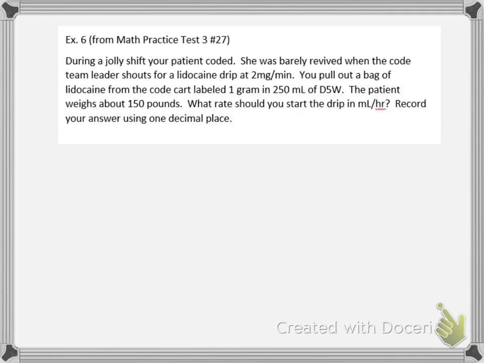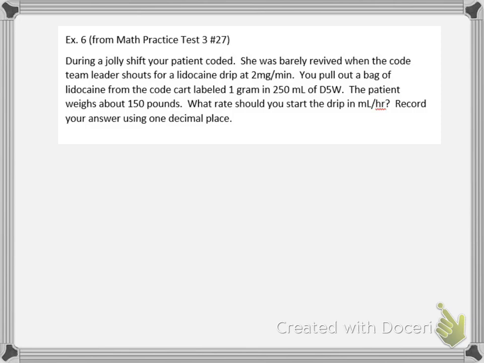Okay, let's look at one more example. This one is number 27 off the math packet. During a shift, your patient coded. She was barely revived when the code team leader shouts for a lidocaine drip at 2 mgs per minute. You pull out a bag of lidocaine from the code chart labeled 1 gram in 250 mLs of D5W. The patient weighs about 150 pounds. What rate should you start the drip in mLs per hour? Record your answer using 1 decimal place.